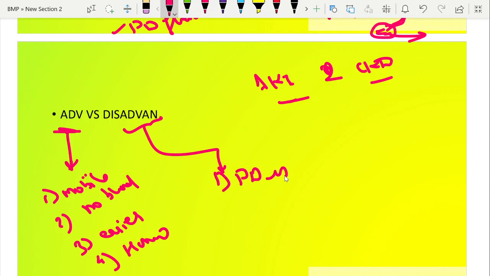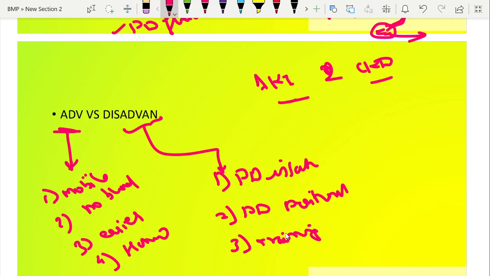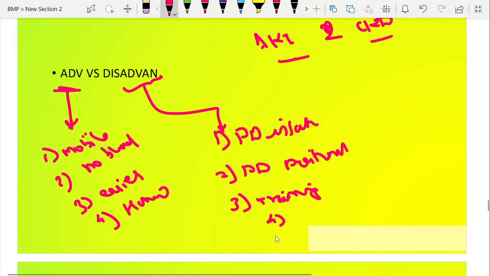What are the disadvantages? PD catheter insertion might be painful. The PD catheter might get infected. PD peritonitis can occur. The training takes a lot of time. Even in the OPD, counseling takes a lot of time. In an illiterate kind of population, it will be very difficult to do the training. Initially a trainer might be required, and the disadvantage is that it is costly. Per day, approximately 1,800 to 3 to 4,000 might be required, including the PD catheter and all. These are some of the disadvantages.